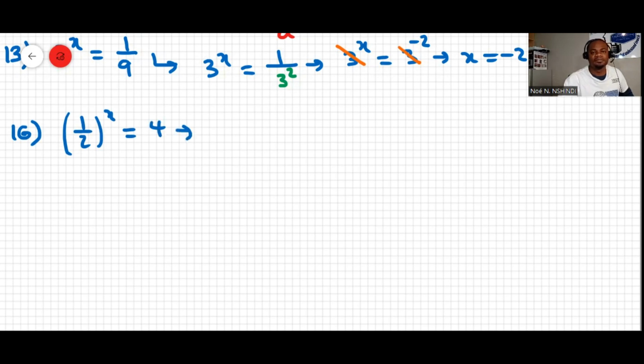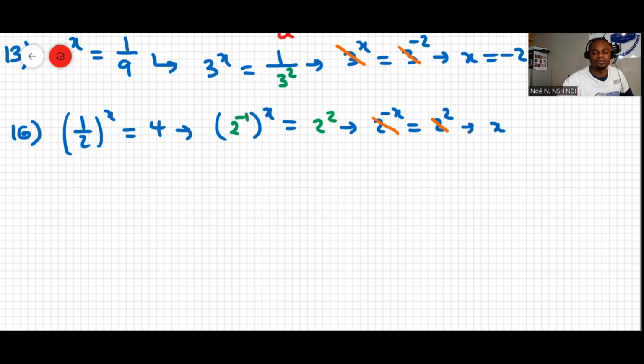So what does it mean? There are quite different ways of solving this. I can first work out the fraction. If I want to write everything in terms of the prime factor, a half can be written as 2 to the negative 1, and then 4 can be written as 2 squared, okay? Now, this is like 2 to the negative x equal to 2 to the 2. In this case, we can just drop the bases and then equate the exponents. That makes negative x equal to 2. That means x is equal to negative 2.